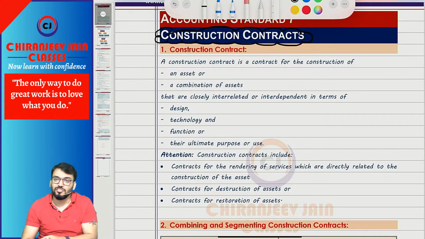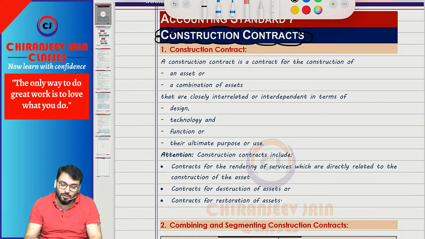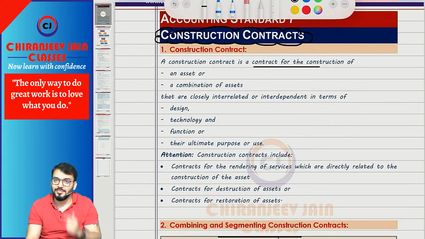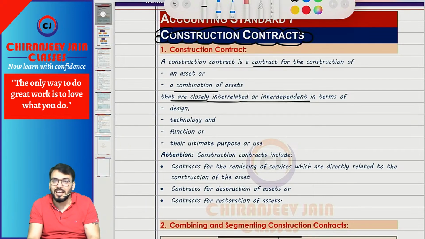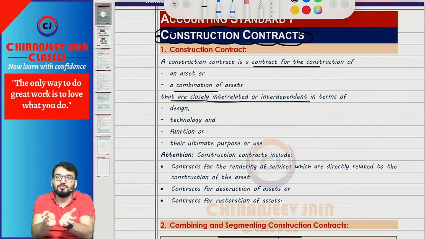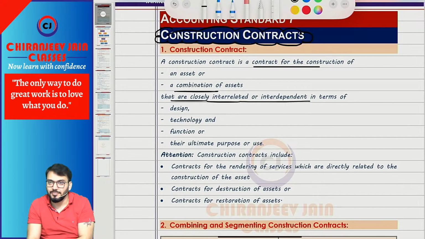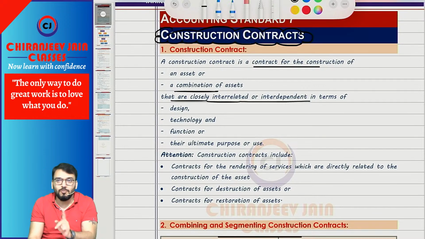So what do you mean by construction contract? A construction contract is a contract for the construction of a single asset or group of assets. Group of assets means what? Assets that are closely interrelated or interdependent in terms of design, technology or function. Then that group of assets will be one construction contract. Understood? So either it is a construction of one asset or a group of assets.